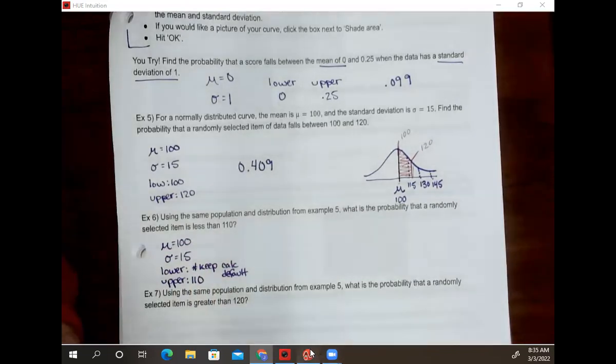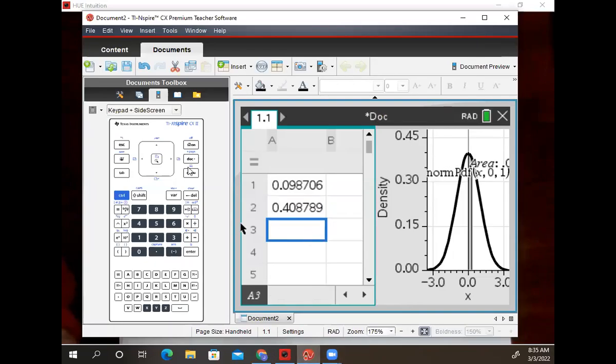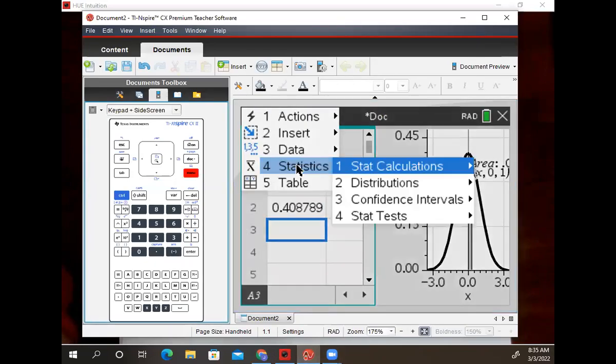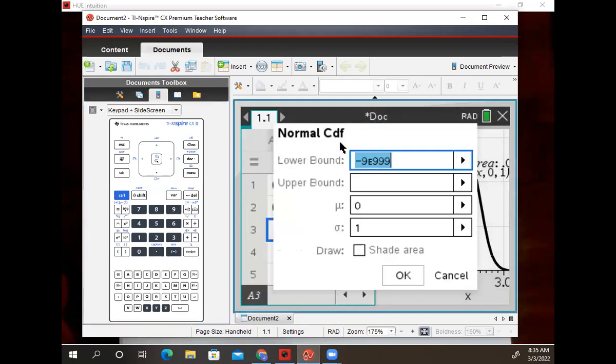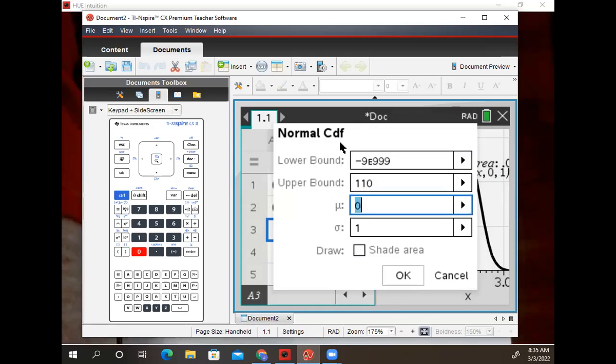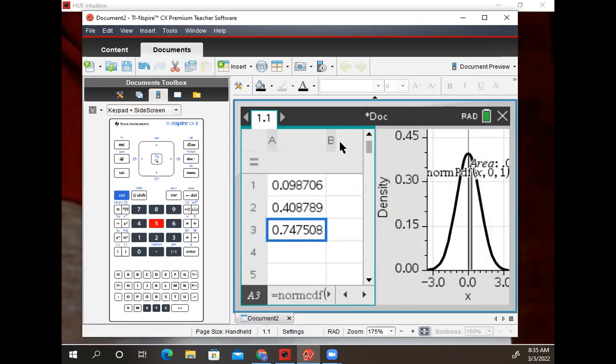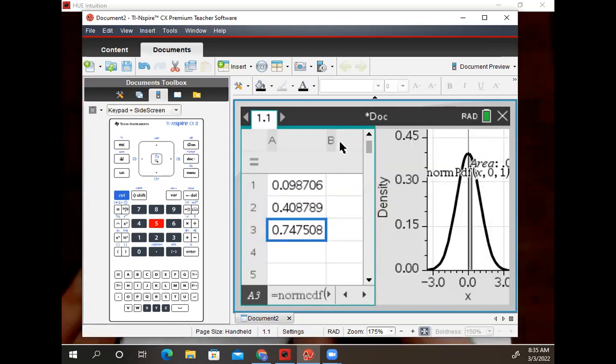So again, I'm going to pull my calculator up and I'm just going to go to a new space, menu, statistics, distributions, normal CDF is what I want here. I'm going to keep the lower bound for my calculator, so I'm just going to hit the tab key. My upper bound is 110. My mean is 100. And my standard deviation is 15. Okay, so I get 0.748 if I round to 3 decimal places.